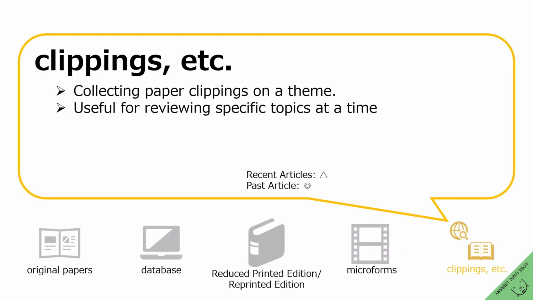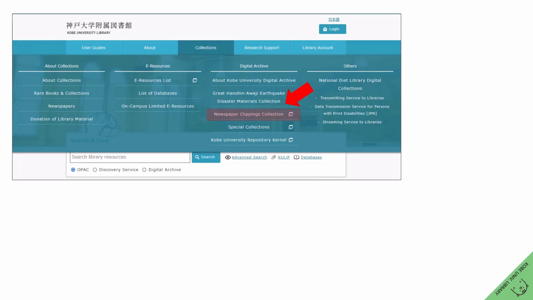Other items include clippings and thematic collections. These include Kobe University's newspaper clippings collection, a database that can be viewed on the web. This is useful when reviewing a specific theme altogether. The newspaper clippings collection is a digital version of newspaper clipping books from the late Meiji period to 1970, created by the Research Institute for Economics and Business Administration.